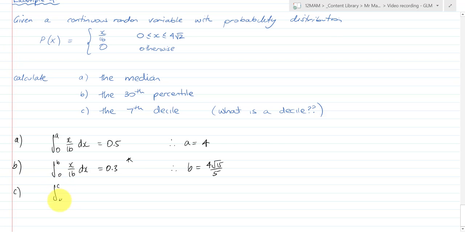And the integral between c and 0 of x over 16 dx, this is for the decile calculation, is the 7th decile. I'll give you a second to think about it while I ask you this.